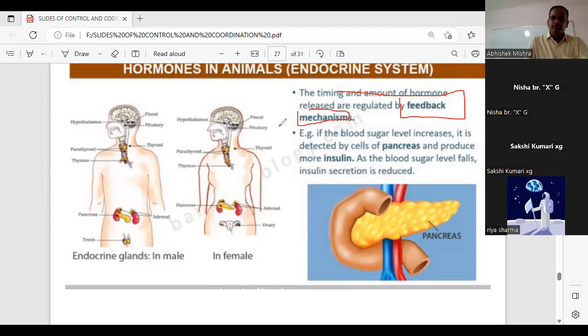No. Why? Because there is a feedback mechanism in our body. If the blood sugar level rises, it is detected by the cells of the pancreas, and the pancreas will produce more and more insulin. So the blood sugar level will fall, and the insulin secretion will automatically get reduced. Depending upon the timing and the amount of the hormone, when required in more quantity, if you are taking too many sweets and your blood sugar level is rising, then more insulin is secreted. Again, if your blood sugar level is normalized, then the secretion of the insulin will also get reduced. This is called the feedback mechanism of hormone secretion.